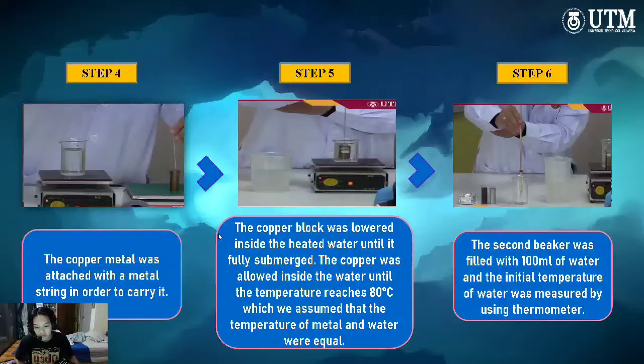Next, step 5 is that the copper block was lowered inside the heated water until it was fully submerged. The copper was then left inside the water until the temperature reached 80 degrees Celsius, which we assume is when the temperature of metal and water were equal. The sixth step is that the second beaker was filled with 100 milliliters of water, and the initial temperature of water was measured by using the thermometer.